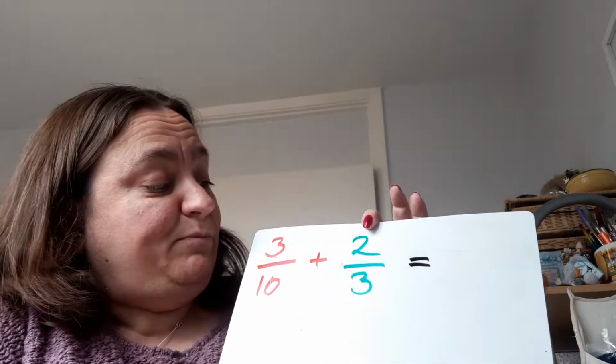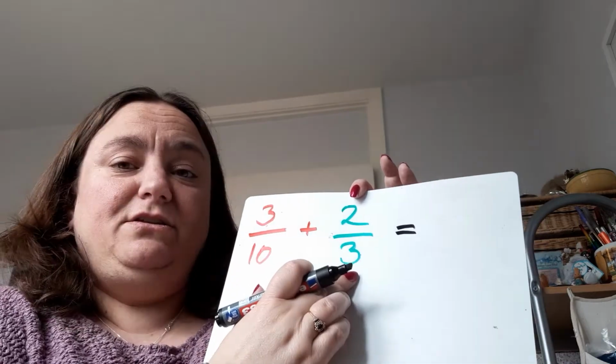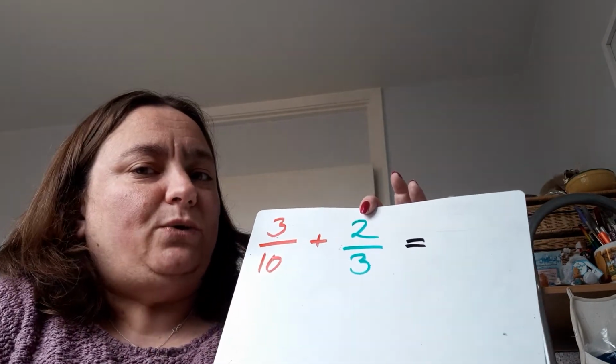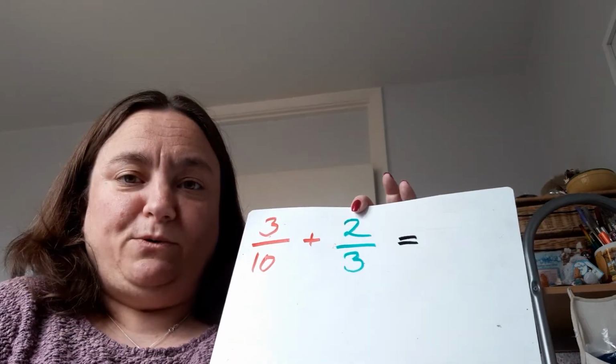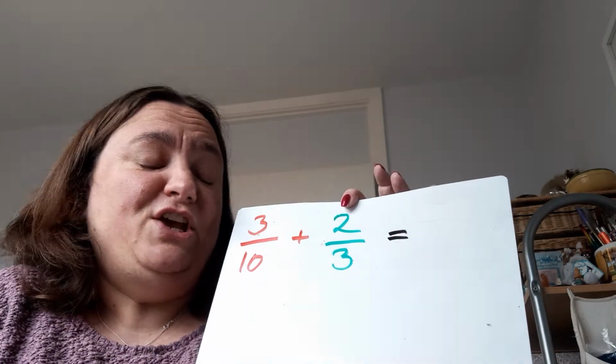Now, it gets a bit trickier when we start to add two fractions that have got denominators like this. In this problem, it's not easy for me to change my tenths into thirds or my thirds into tenths. So what I need to do is change both of my denominators. I need to use equivalent fractions on both of my fractions so that I can add them up.